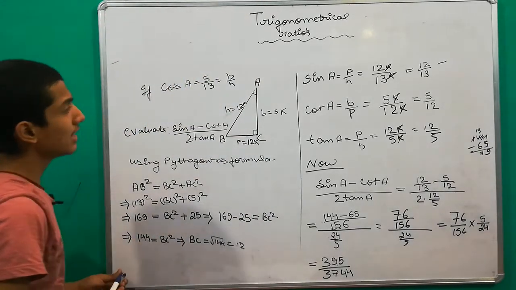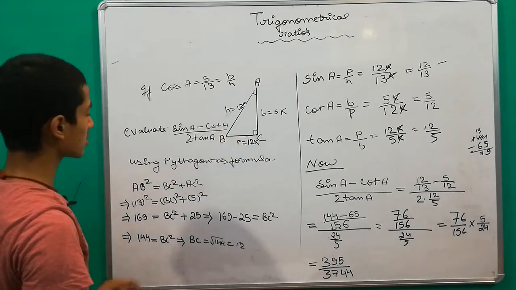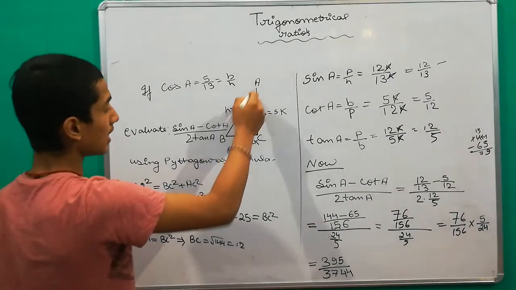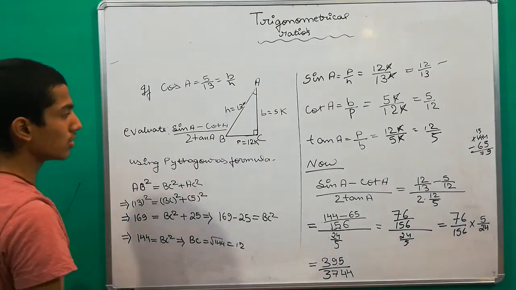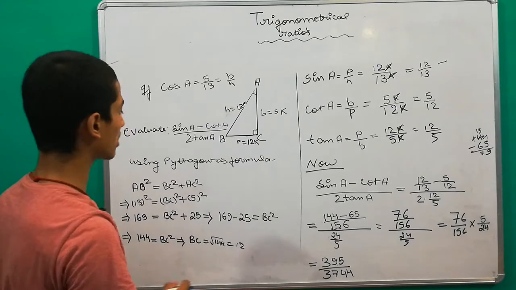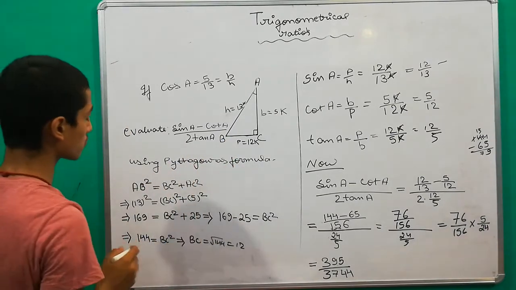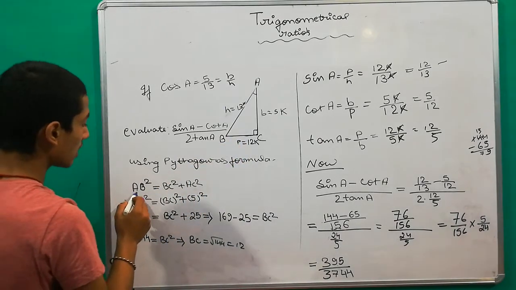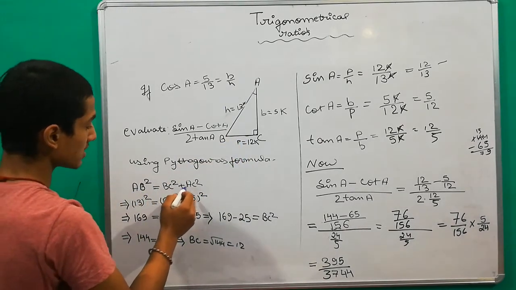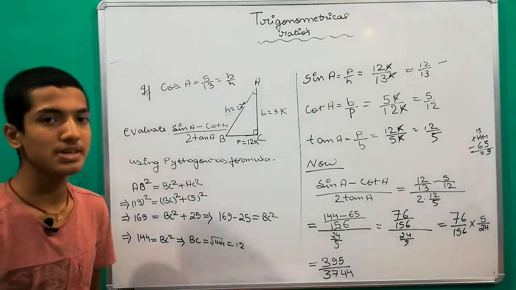So friend, we take k as a constant term. Now we know AB and AC, but BC is not known. The value of BC is not given. This is a right angle triangle, so we will use the Pythagoras formula to find BC. What is the Pythagoras formula? AB square equals BC square plus AC square. It means hypotenuse square equals perpendicular square plus base square.